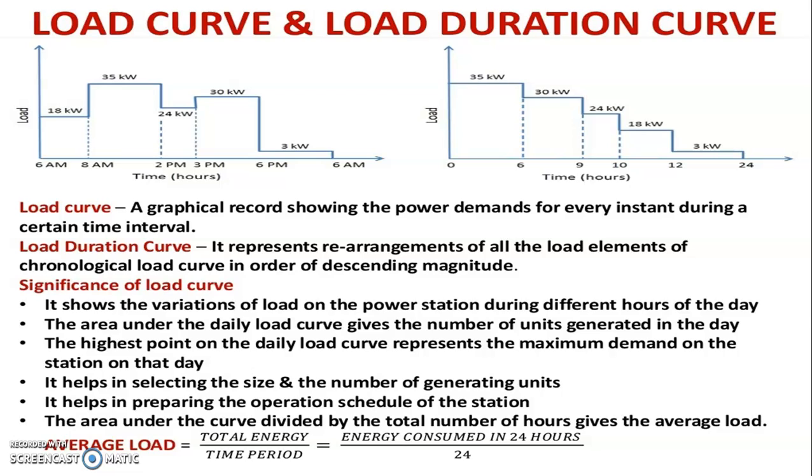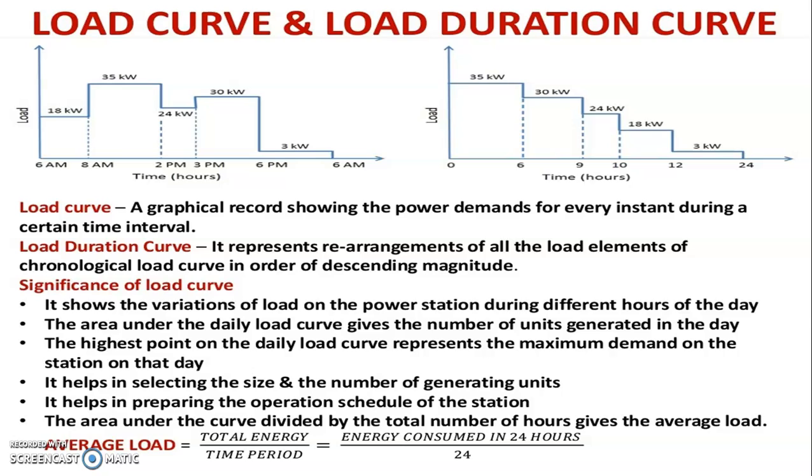So between 6 a.m. and 8 a.m. the load will be 18 kilowatt, and between 8 a.m. and 2 p.m. it will be 35 kilowatt. Like that, for 24 hours they have mentioned in the load curve.